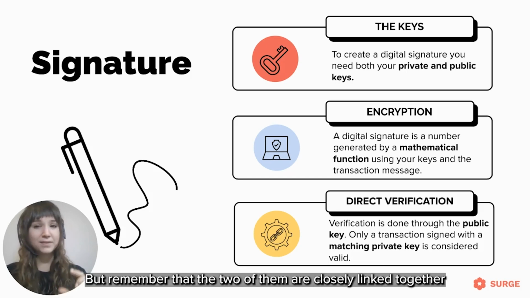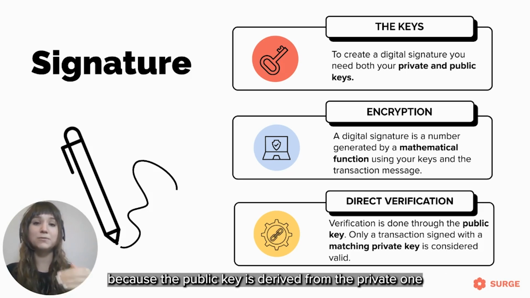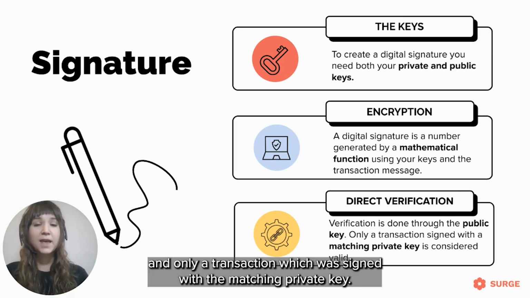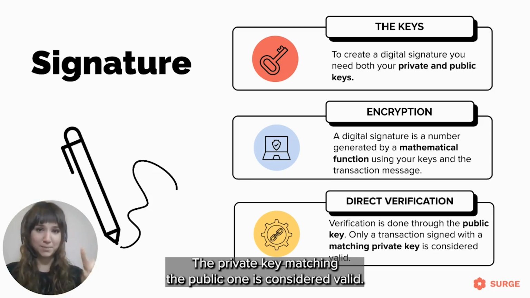But remember that the two of them are closely linked together, because the public key is derived from the private one, and only a transaction which was signed with the matching private key, the private key matching the public one, is considered valid.